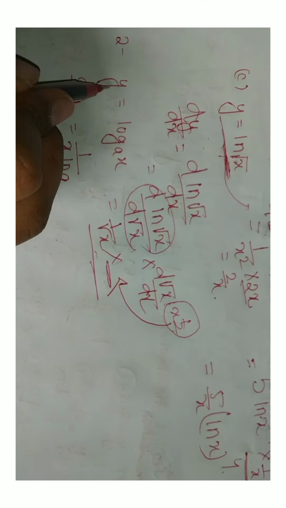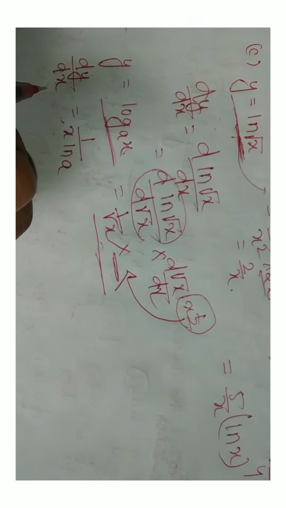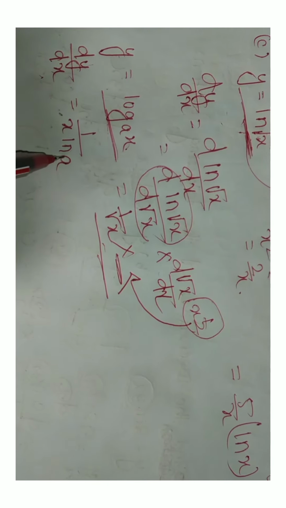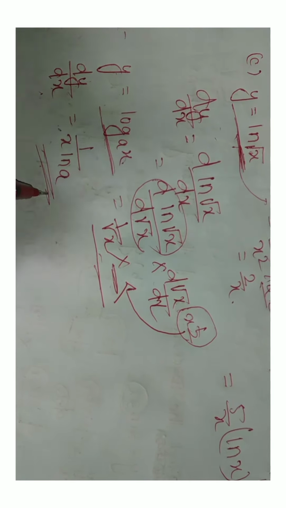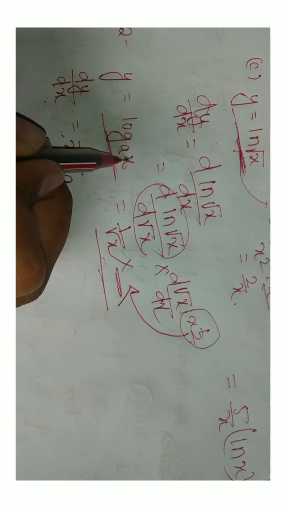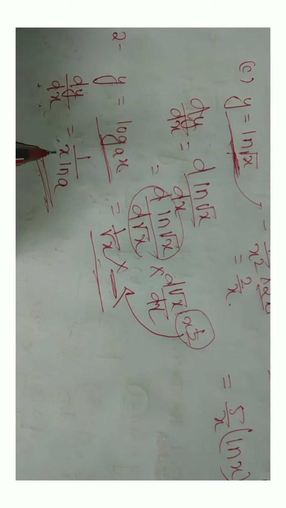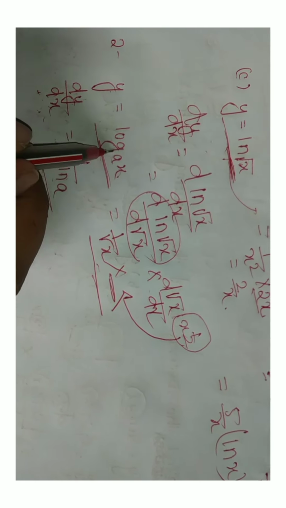Another form, y is equal to log a x. Then dy by dx is equal to 1 by x ln a, where a is a constant.